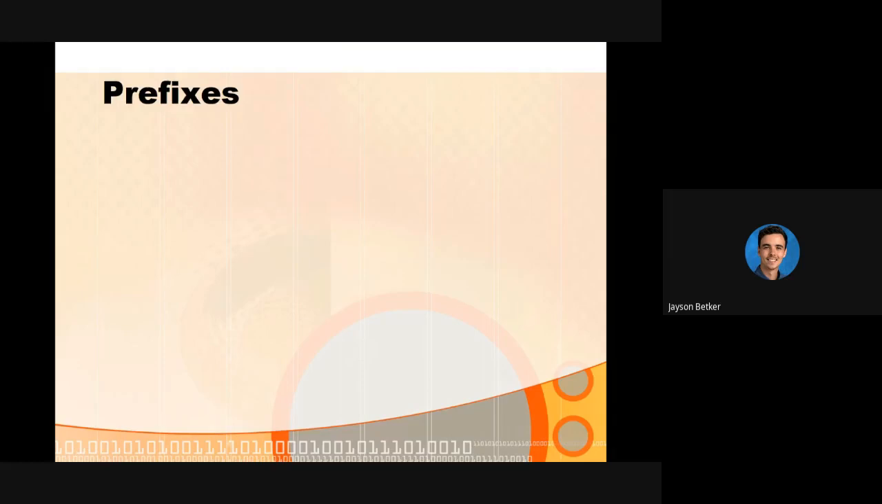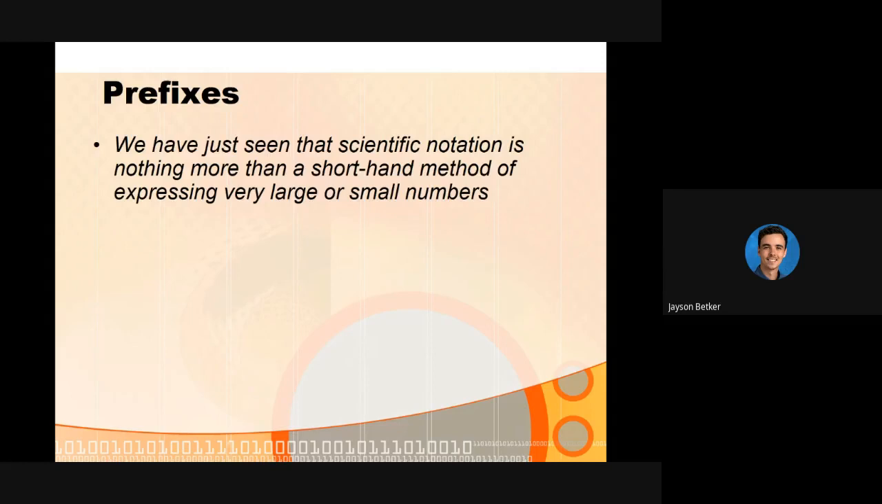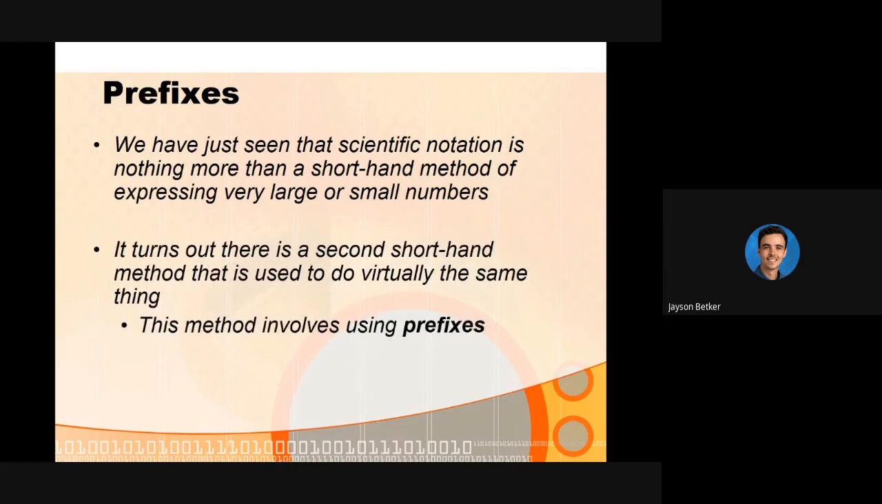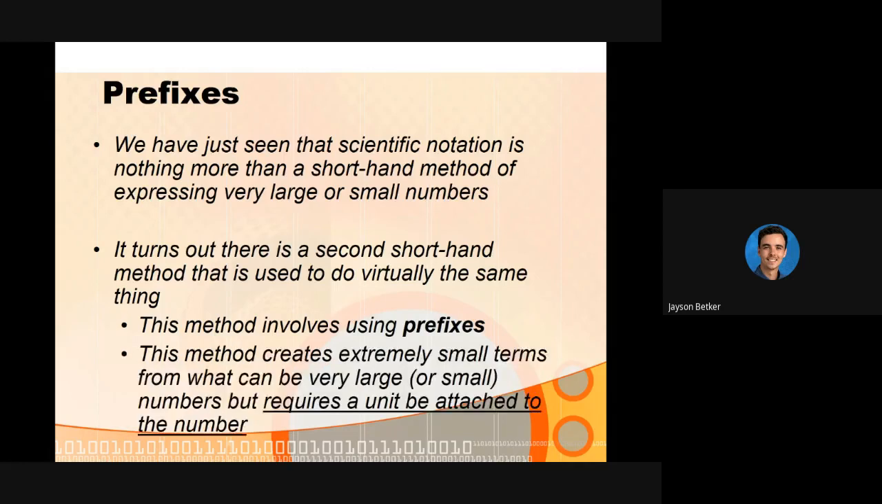And prefixes is going to be your actual little activity that I want you to do after this video. So we have just seen that scientific notation is nothing more than just a shorthand method of expressing either really big or really small numbers. Okay, there's another way to be able to express really big or really small numbers, and it actually requires a lot less math. Some of you might like this way a lot. Okay, this method is called using prefixes.